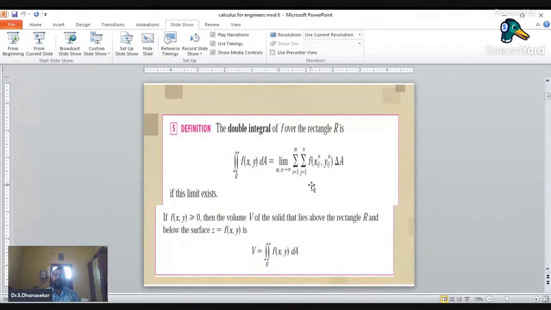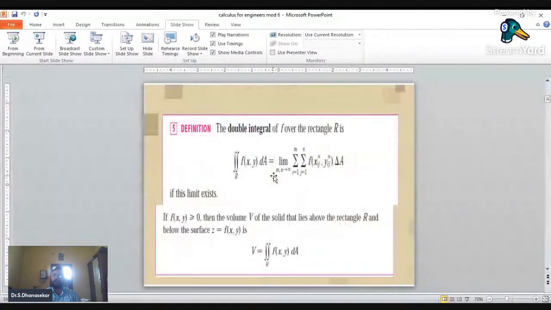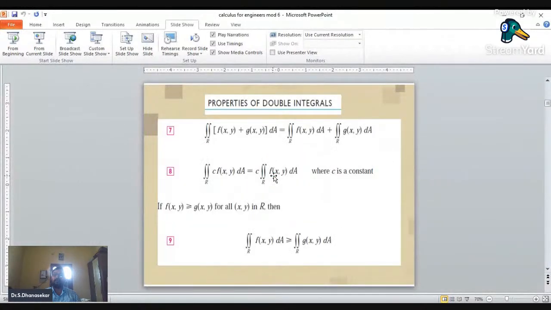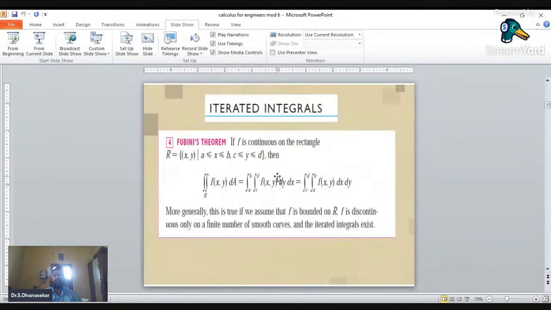Again, to understand the purpose, you are finding the volume of the solid which was generated under the surface z equal to f of x comma y above the xy plane. That's what we are going to find out. Now, let's see how to do the double integral. That's a very important thing we have to remember.